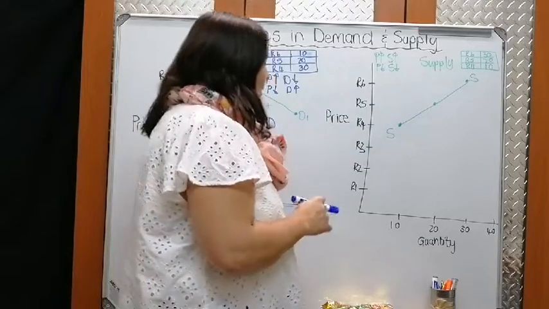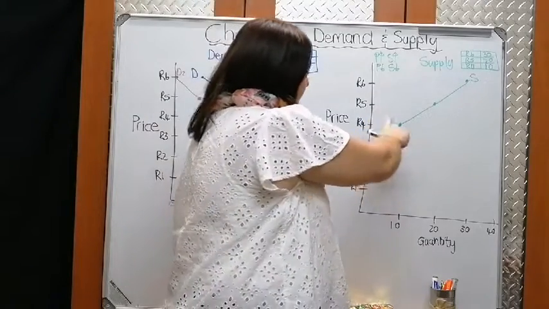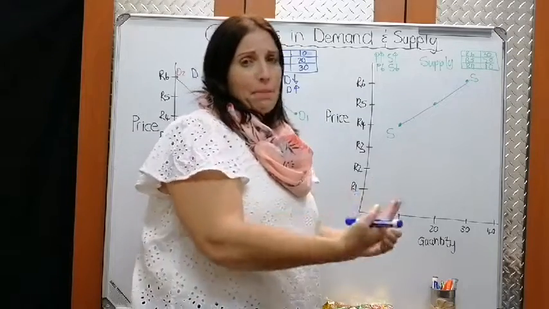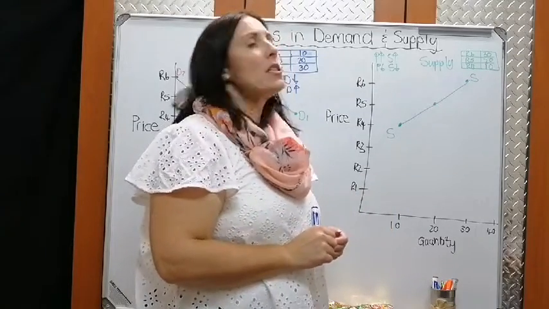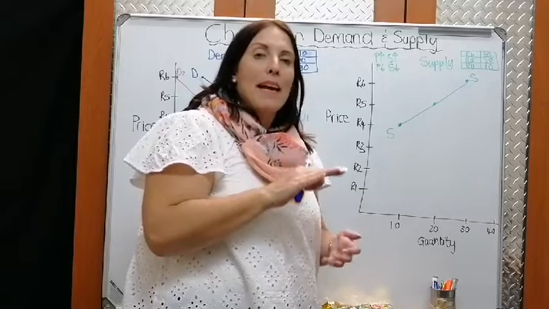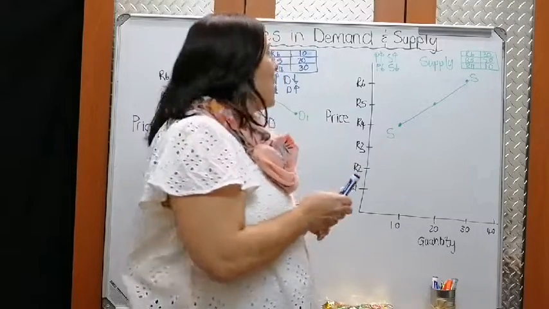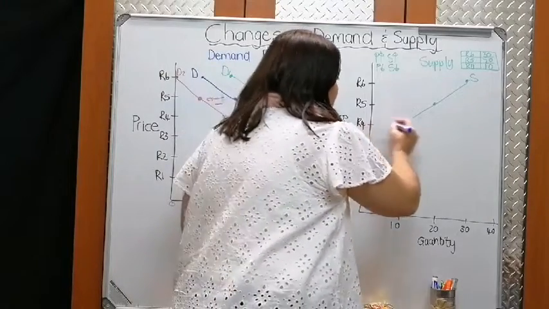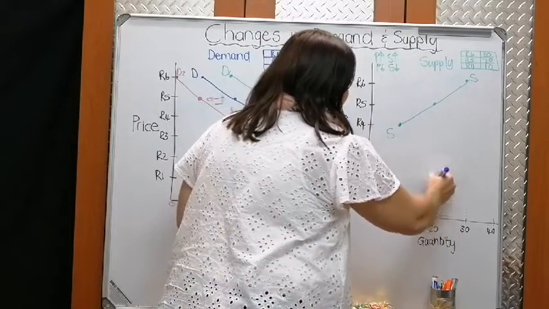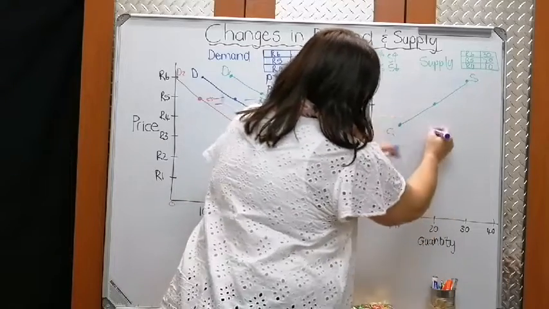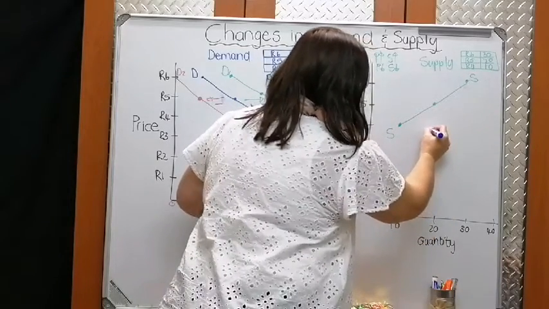So if we start here, in the beginning we said, listen, at 4 Rand, we are only prepared to supply 10 packets of chips to the market for the students to buy. But now, because I can make more profit on this product, because my production costs are lower, let's say at 4 Rand, I'll be prepared to put 20 packets into the market. So 4 Rand, 20, okay, more or less over here.